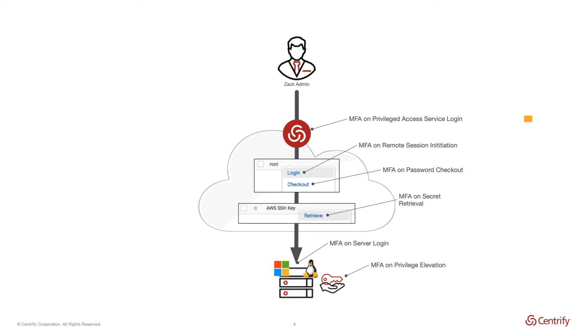We see MFA can be applied on login to the password vault, when a remote login session is initiated from the vault or a shared account password is checked out. We can also apply MFA if a generic secret or SSH key is retrieved. And finally, down at the host system level, on login at the PAM level on Unix, Linux, and credential provider layers in Windows, and once logged in, during privilege elevation itself. I'm going to demonstrate each one of these now.